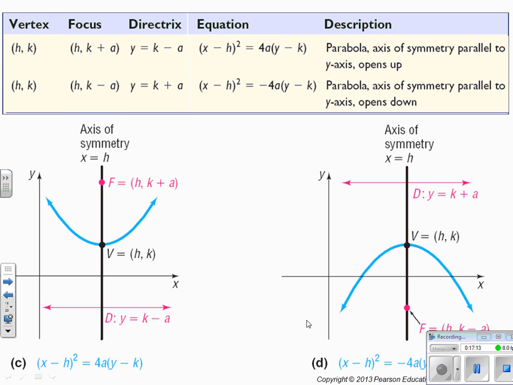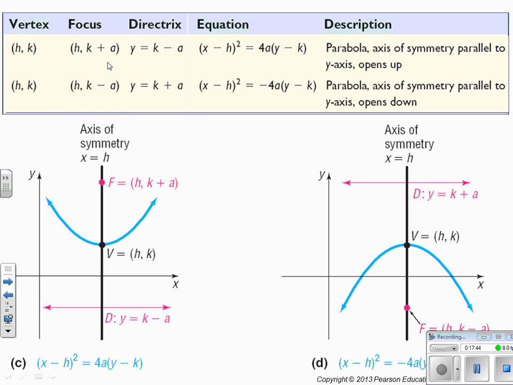So open up and open down. Instead of the y being squared, our x value is now being squared. H always sticks with the x, and k always sticks with the y. So when we're opening up, the h value is a part of the focus, and then it's k plus a for an opening up parabola.